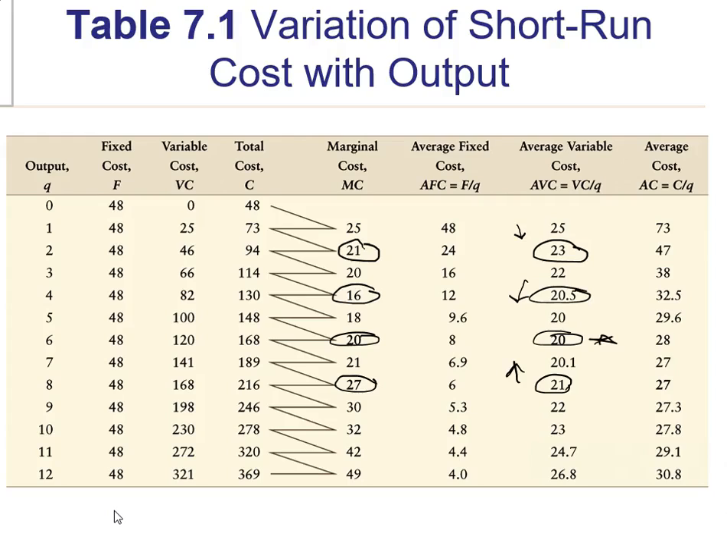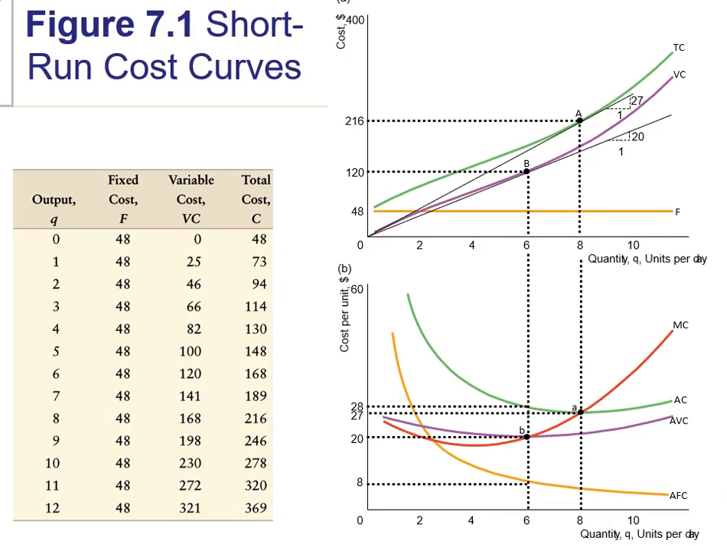Where does AVC not change? When it's equal to marginal cost. Where does AVC reach its minimum? Where it equals marginal cost. So on the graph here, looking at the marginal cost in red, comparing that with the average variable cost in purple, where those two meet is the minimum of average variable cost.